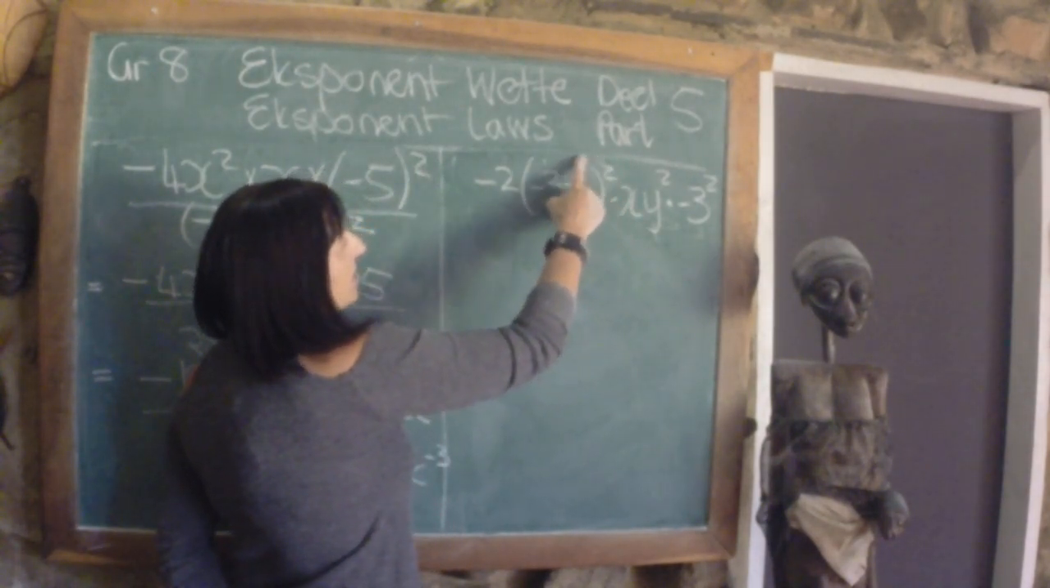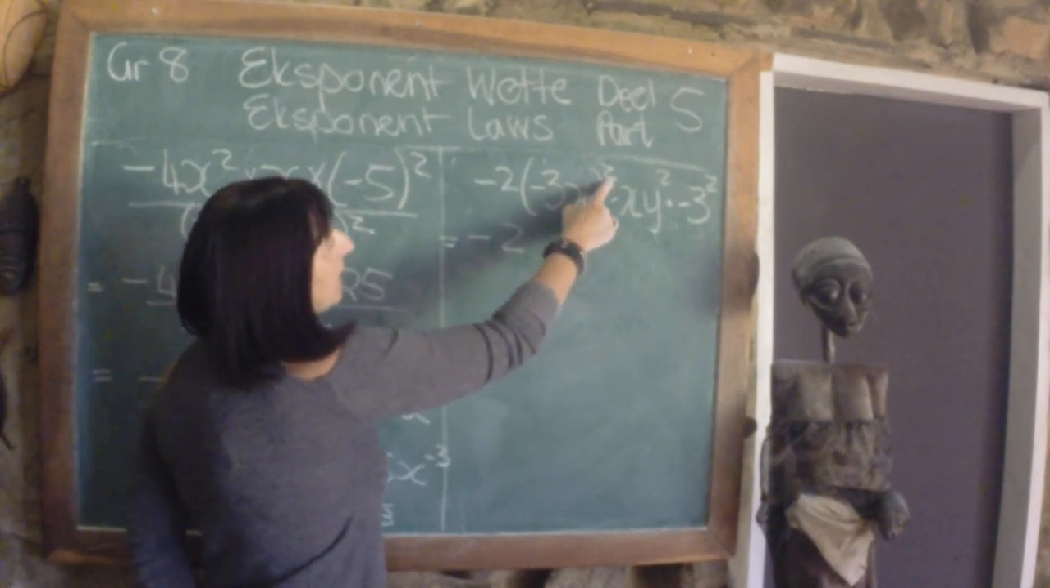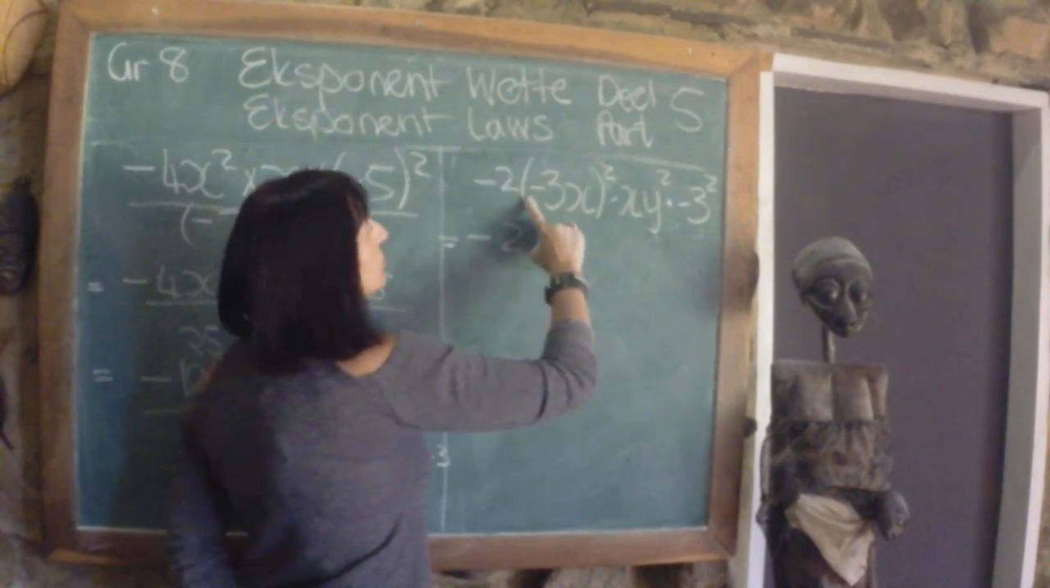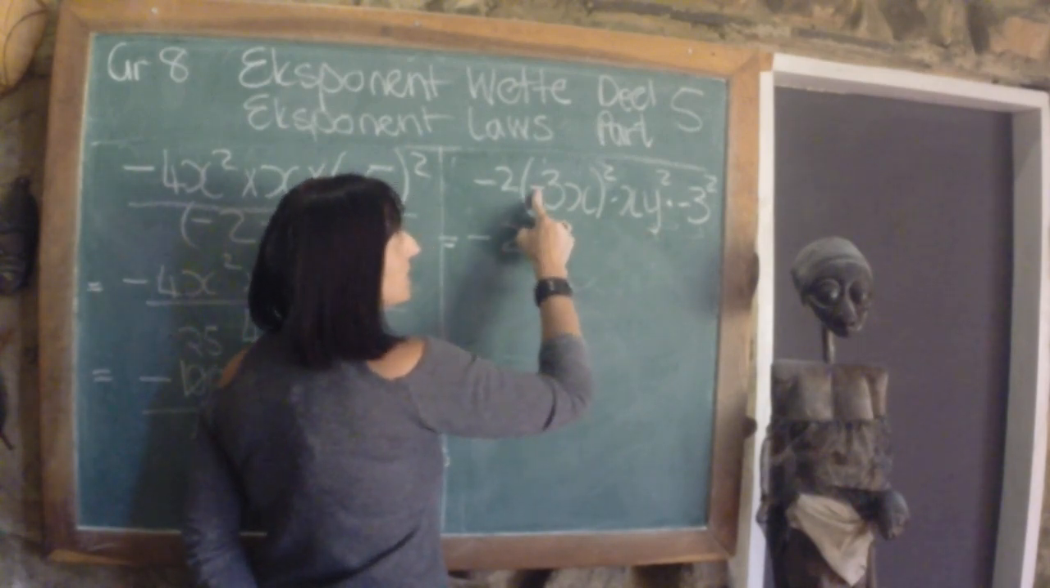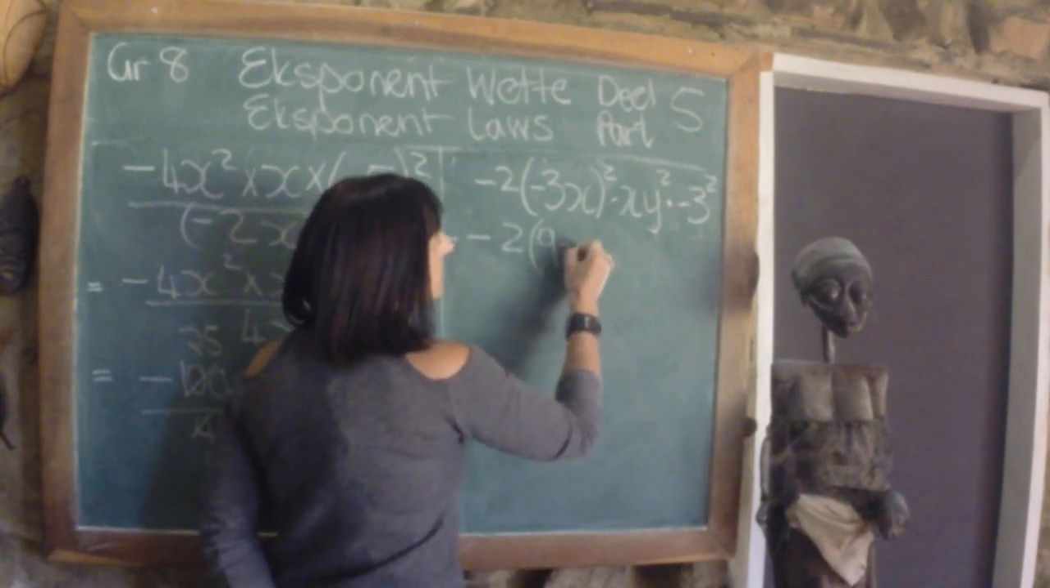We're going to do the bracket power first. So let's get that 2 into the brackets. It belongs to everything in the bracket. Minus times a minus gives a plus. 3 times 3 gives you 9x squared.